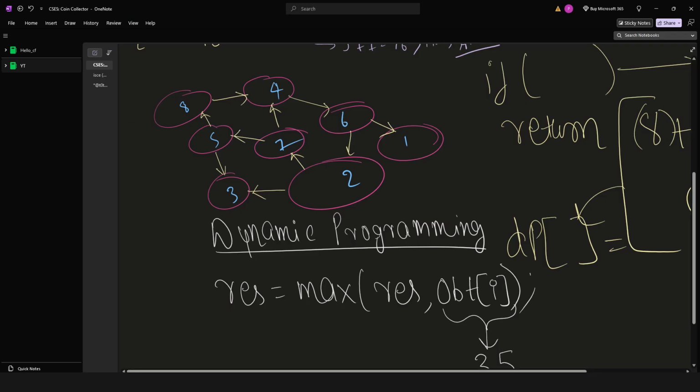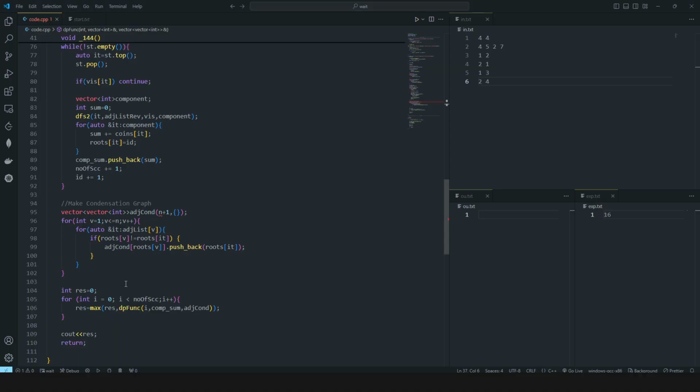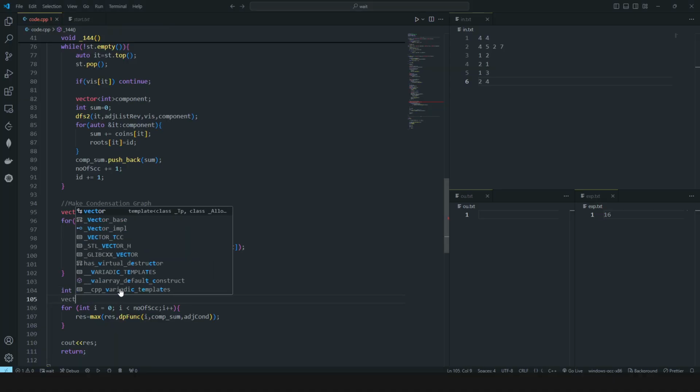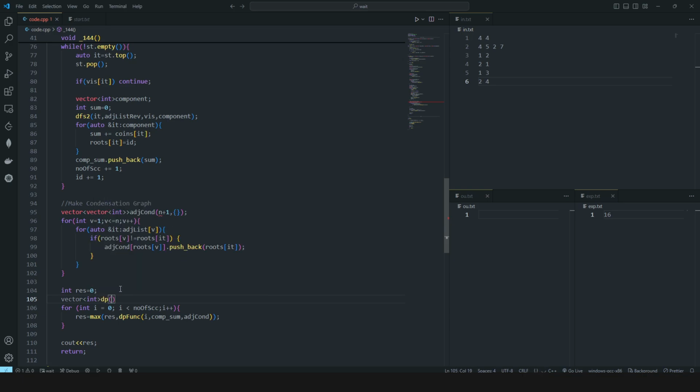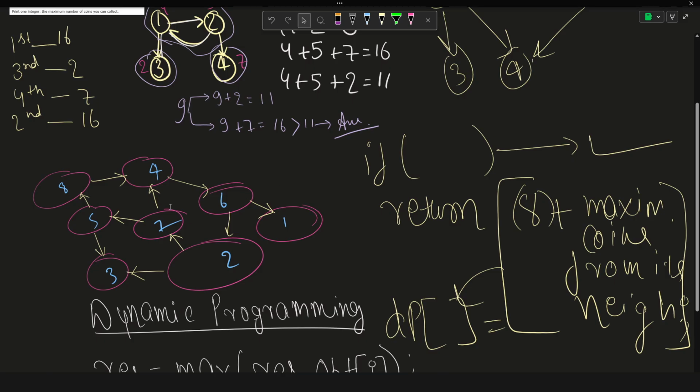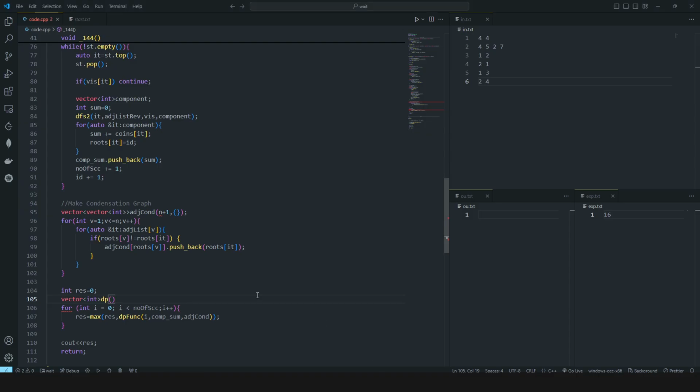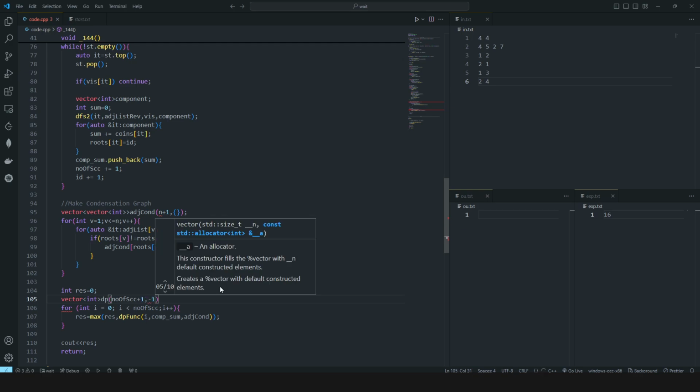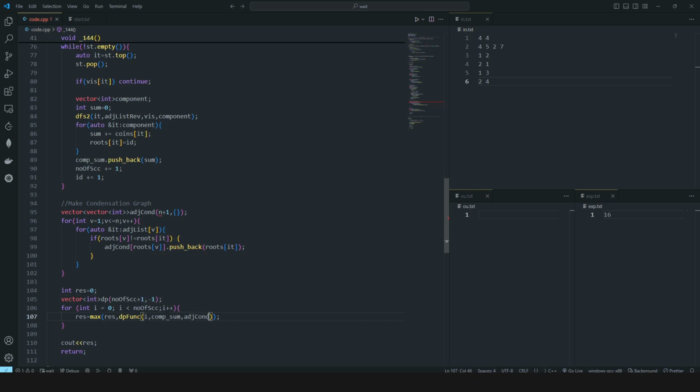But I also told you that we will be using dynamic programming here. So for that I will be initializing a 1D DP array, so let's name it DP. What will be the size of this DP array? If you see carefully, the size of the DP array should be equal to the number of nodes present in this condensed graph. How many nodes will be present in the condensed graph? It will be equal to the number of SCC plus 1. And let me initialize everything to -1 initially.